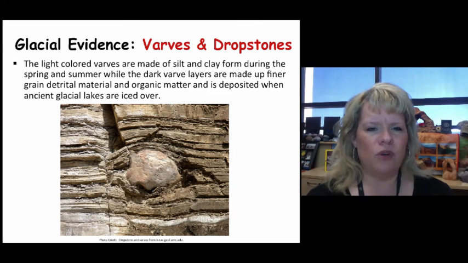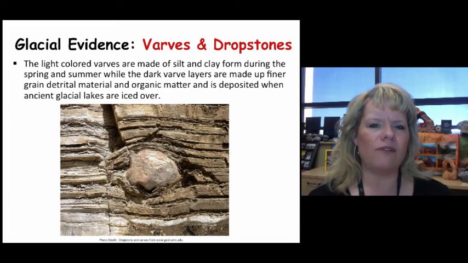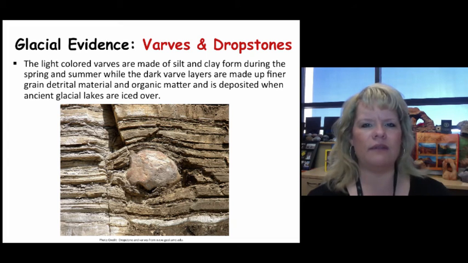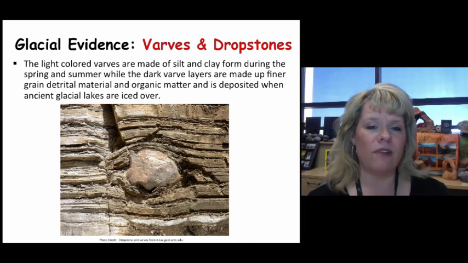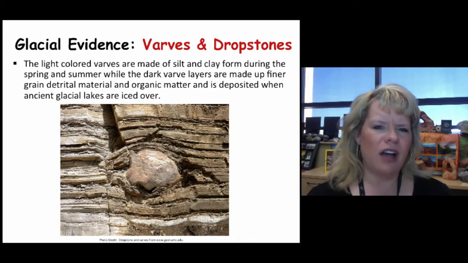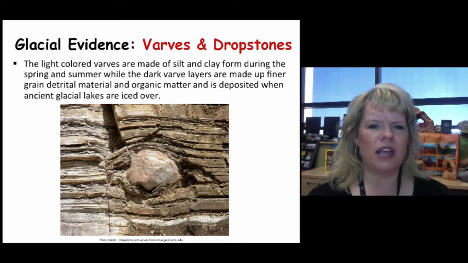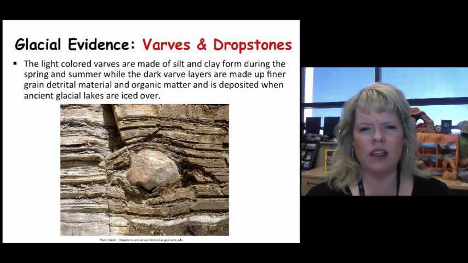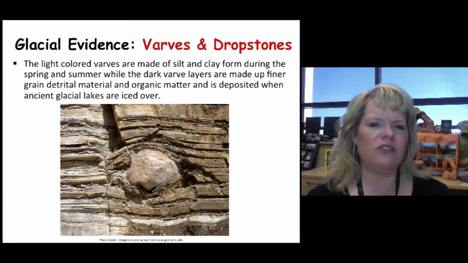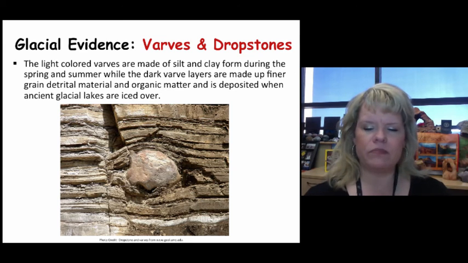Then, of course, dropstones represent icebergs that have calved off, and a rock, as the ice melts, drops into the middle of that fine-grained sediment. So if you have a high concentration of dropstones, you're looking at a higher probability of warming trends, not just seasonal, but even longer warming trends.